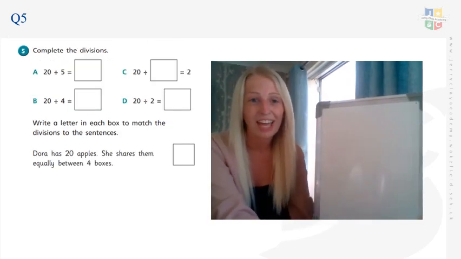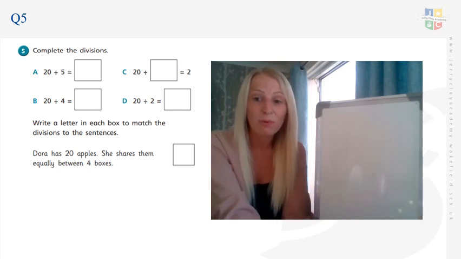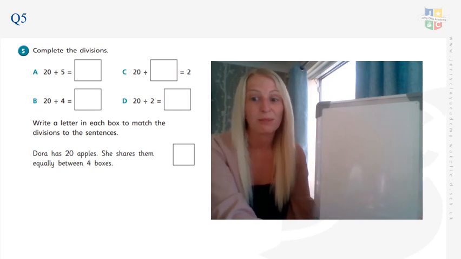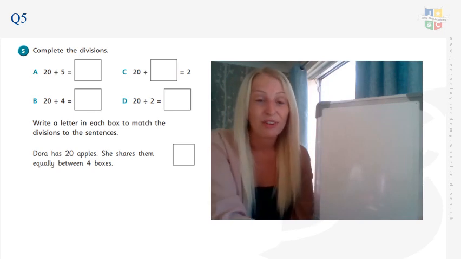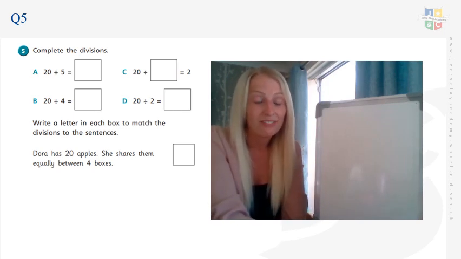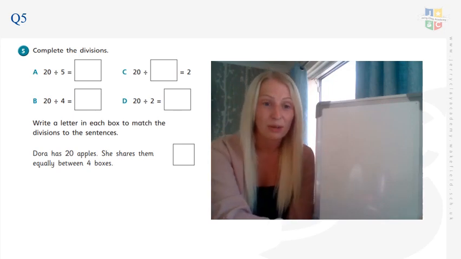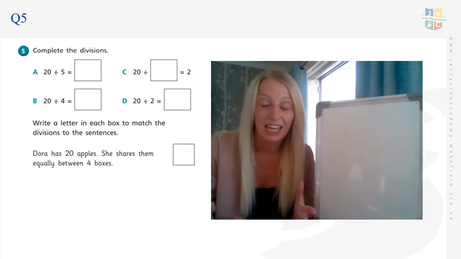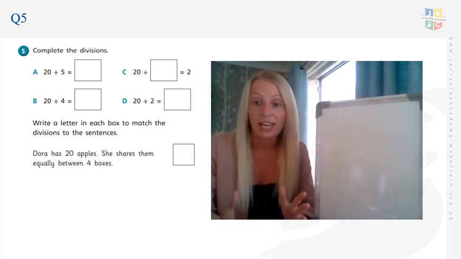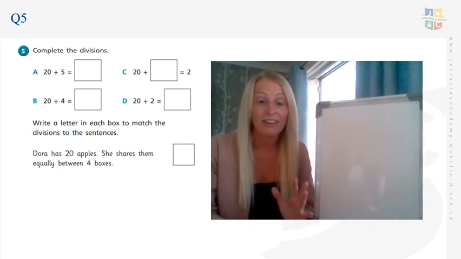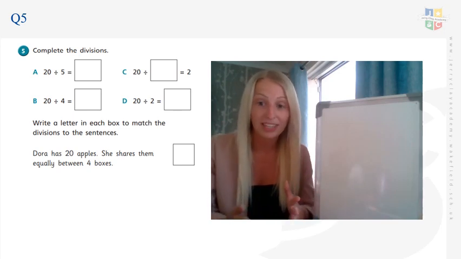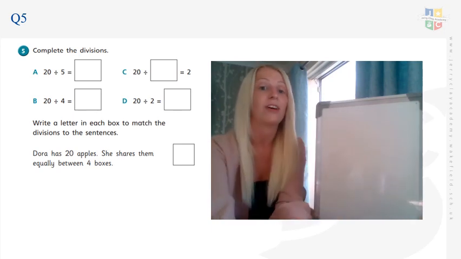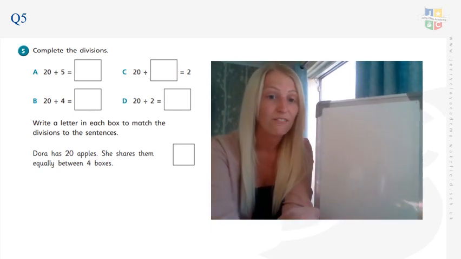Now we're going to have a look at completing some word problems and applying our sharing into some problem solving and reasoning. So for question number 5, it says complete the divisions. So the first thing I need to do is to work out all the divisions, and we can do so by counting in our times tables to help us. So 20 divided by 5, how many 5s are in 20? Counting in 5s, 5, 10, 15, 20, 4. So in here I can write 4.